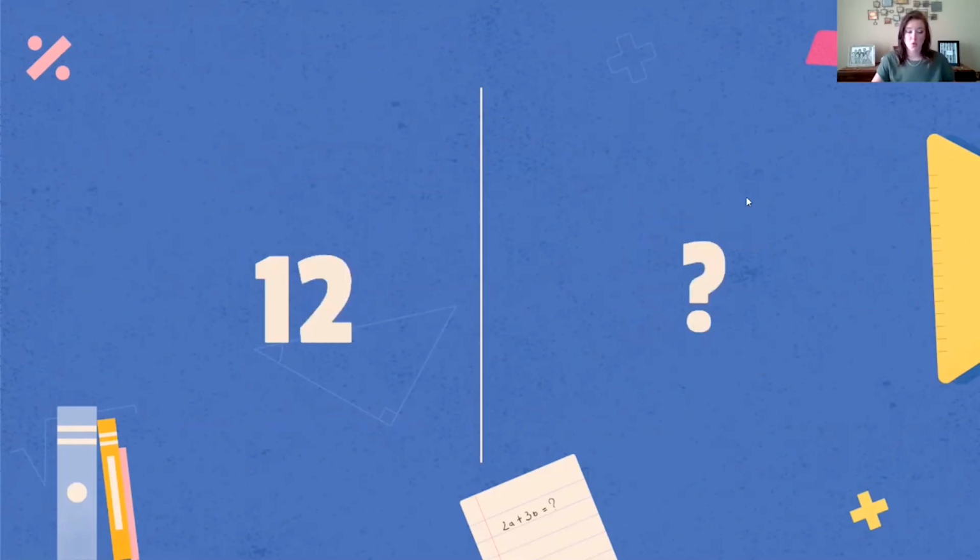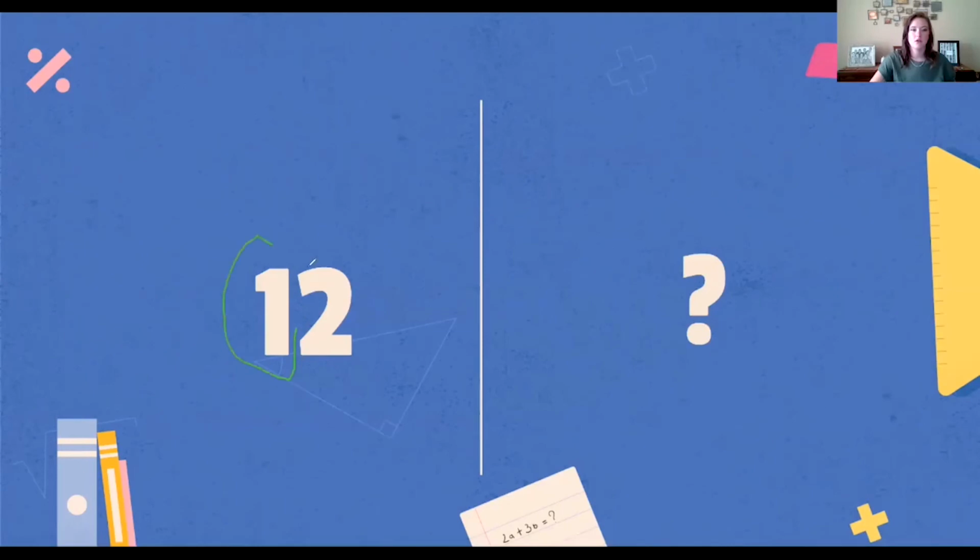All right, so we got the number 12. So how many tens and how many ones do we have? Let me grab my marker one more time. Here's our tens place. That was a very sloppy circle. We change colors. Here's our ones place. How many tens and how many ones do we have?